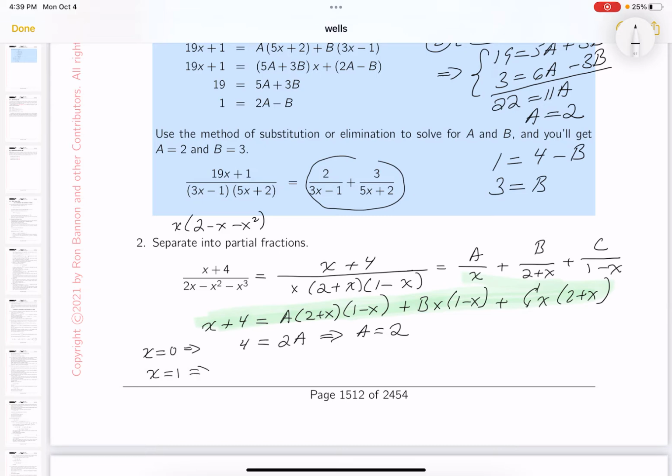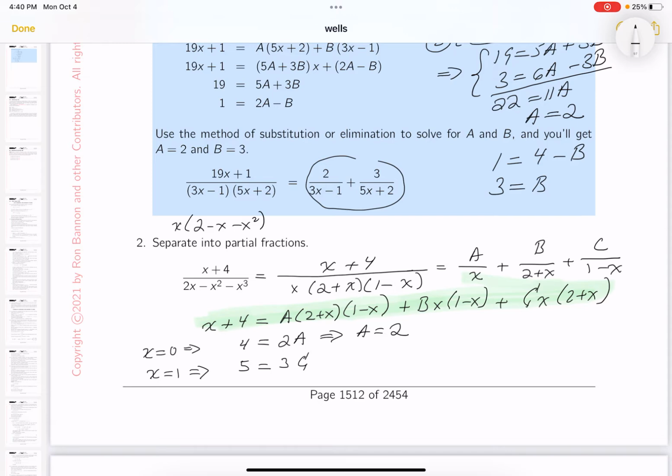Now someone says, why are you picking that number? Because the first term and the middle term disappear, but the last term remains. Let's write this down. If x is 1, you get 5 on the left side. On the right side, the first term disappears, the second term disappears, but what do you get for the third term? Now be careful about it. It's a 1, right? So you're going to get C times 3, which is 3C.